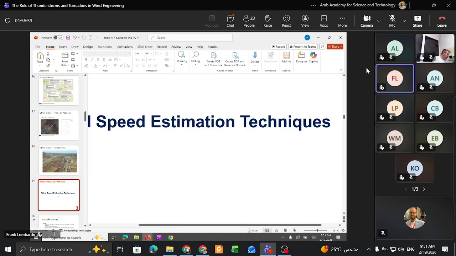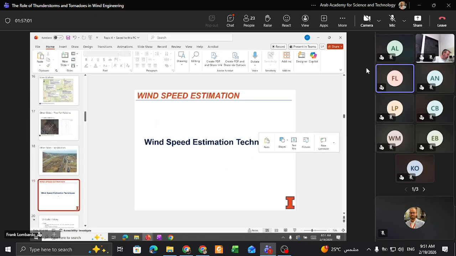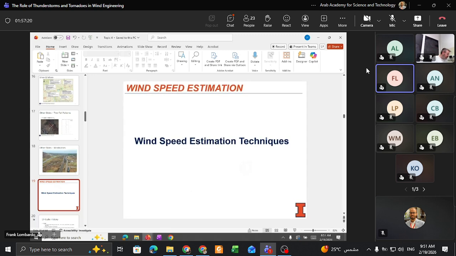Okay. So any questions on just general damage surveys? Okay, so what we'll talk about now are some wind speed estimation techniques that are typically used.